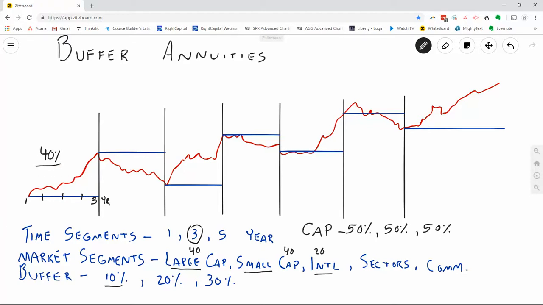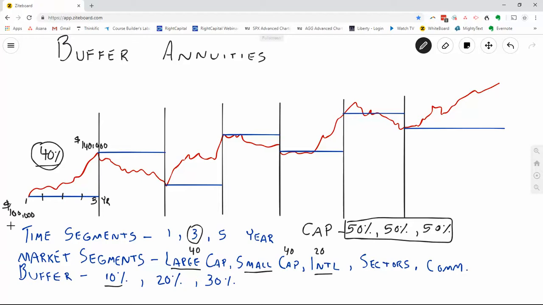And let's say my cap was 50%. So I would get all 40% growth credited to my account. Let's say it was $100,000. At the end of the 3 years, I'm going to be at $140,000. Okay, but there are 3-year periods of time where it could go down over 3 years.